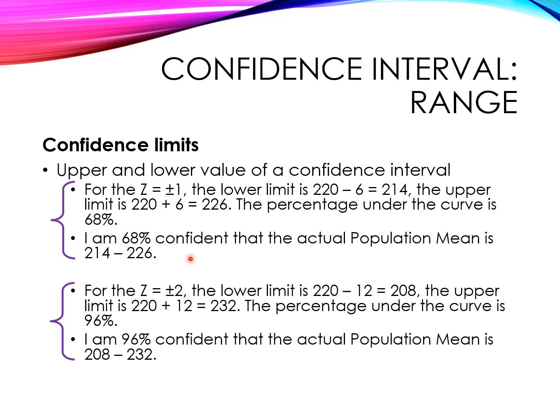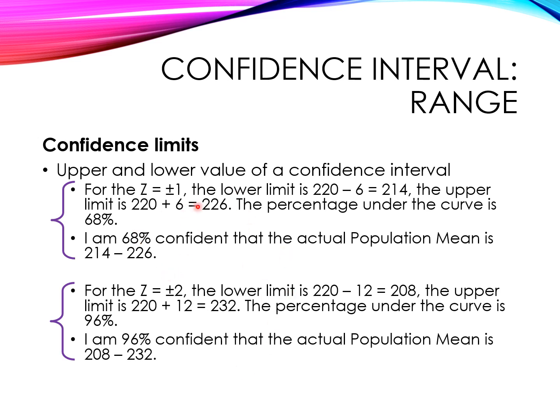If I were to move down to the z-scores in the 2s, for plus or minus 2 z-scores, then the lower limit would be our mean, 220, minus 2 times the standard deviation, so that would be minus 12, equals 208. That's the lower limit. The upper limit would be 232. And the percentage under this curve would be 96. So I'm 96% confident that the actual population mean is between 208 and 232.